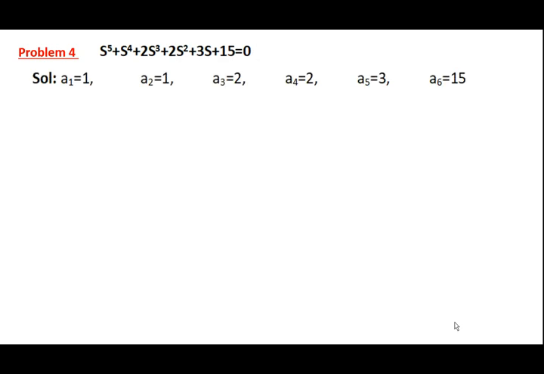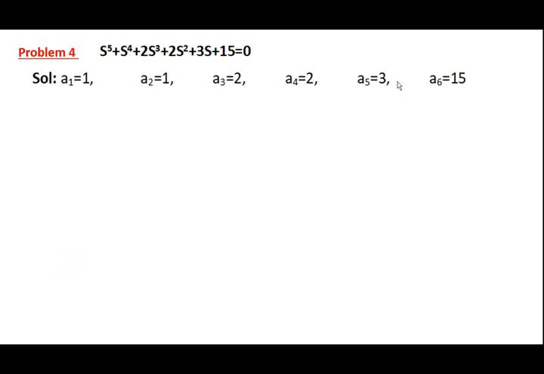Problem 4. This is the given characteristic equation. So we need to check whether all the coefficients are present or not. That is s^0, s^1, s^2, s^3, s^4, s^5. So all the coefficients are present here: 1, 1, 2, 2, 3, 15. So these are the coefficients.